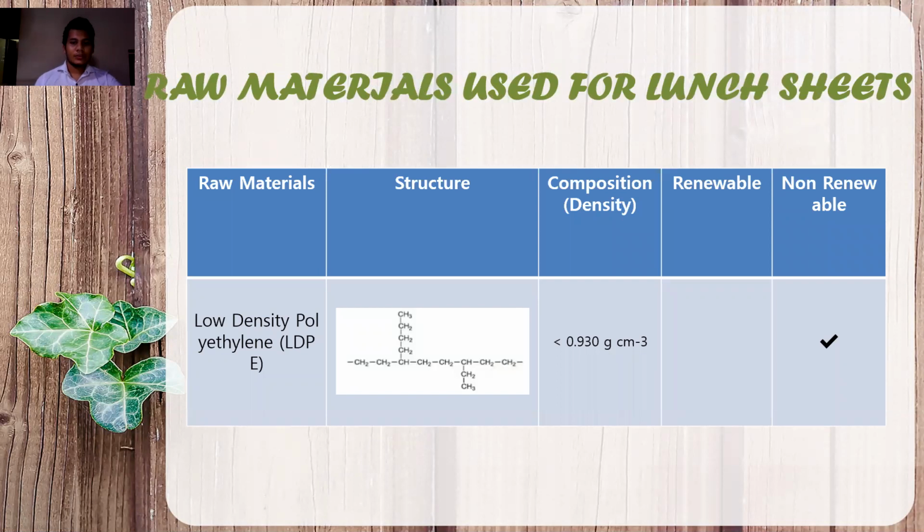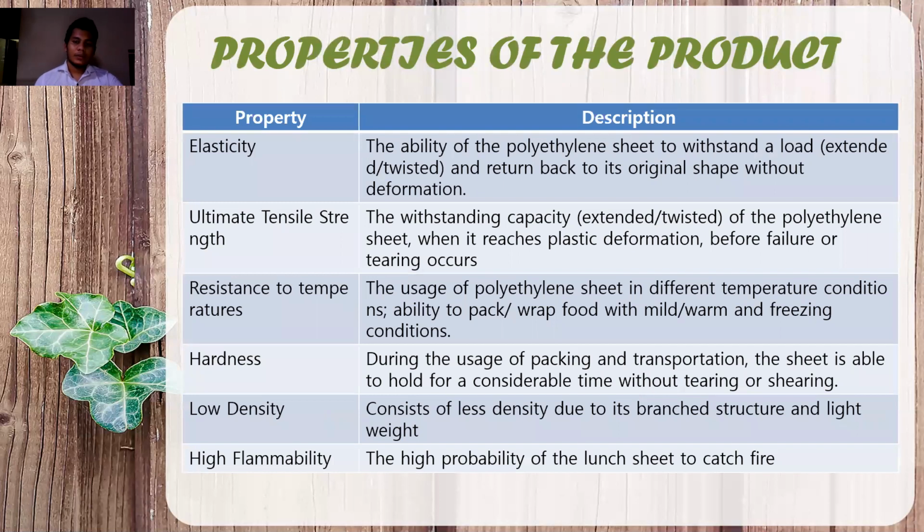Raw materials of lunch sheets. Here we basically have only one raw material, that's low density polythene, LDPE. Here you can see the molecular structure of the low density polythene. This is a non-renewable source. When we talk about the properties of the lunch sheet, they are elasticity, ultimate tensile strength, resistance to temperature, hardness, low density, and high flammability.